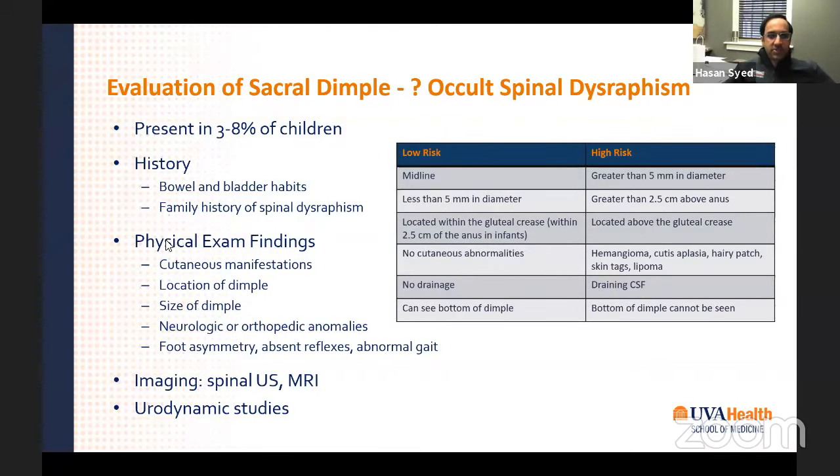So low-risk features include dimples that are midline, less than 5 millimeters, located within the gluteal crease, and not associated with any drainage. High-risk features are those that are large, greater than 2.5 centimeters above the anus or above the gluteal crease, associated with other cutaneous manifestations, or if the bottom of the dimple cannot be seen.